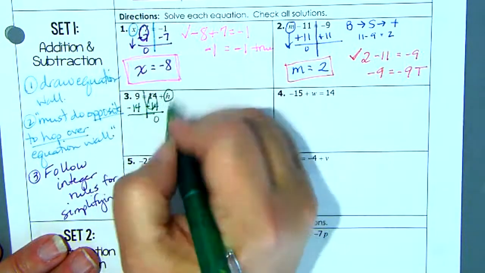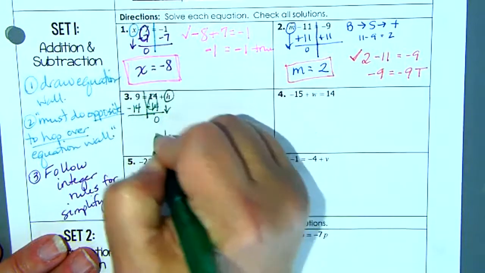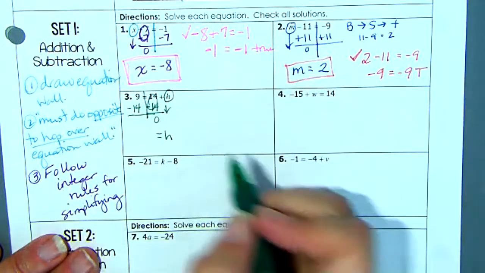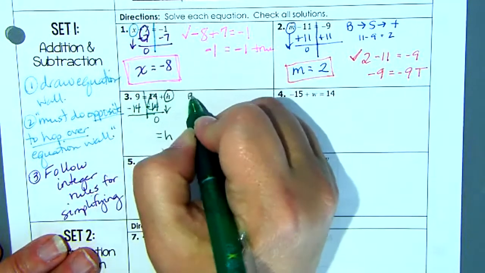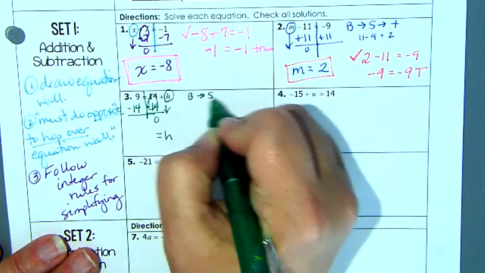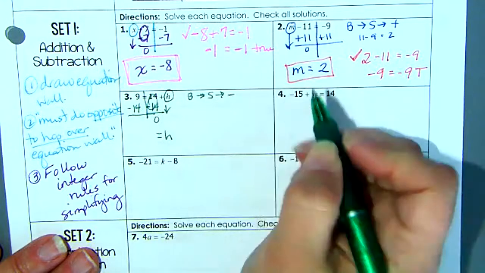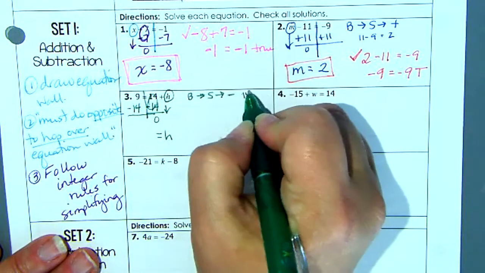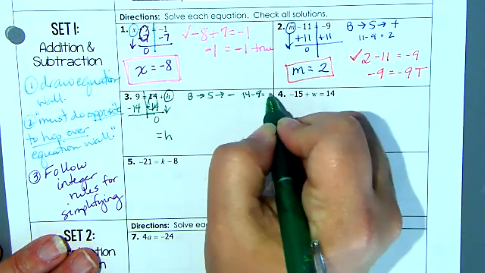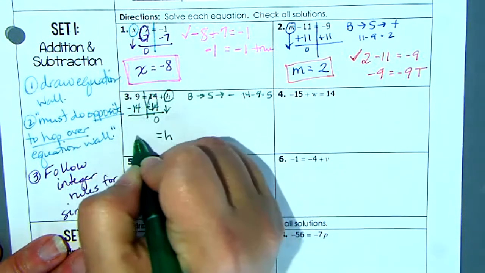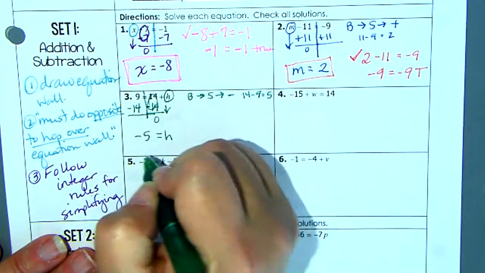This zeroes out, bring down the h. And now I follow my integer rules. Am I doing battle or teamwork? I'm doing battle, which means I subtract. And in this situation, the negatives win. So therefore, I'm doing 14 minus 9, which gives me 5. The negatives win, so my answer is -5.